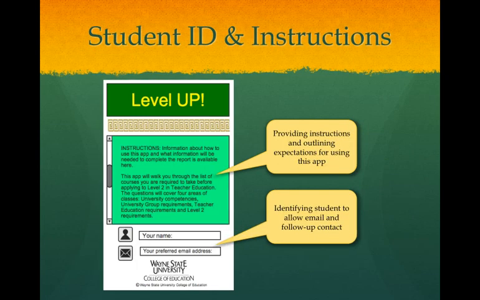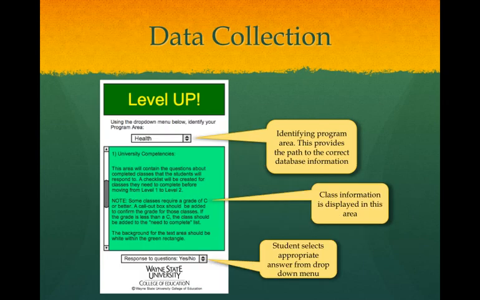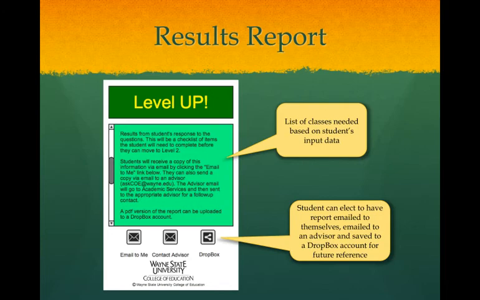The second screen is where students will identify themselves by their name and their email address, and it'll also provide more instructions for what they need to do as they progress through the app. The third screen is where we actually collect data. Students will identify their program area first. That has an impact on which database information is provided. The center of the screen is where the questions will be asked for each of the different sections of the database. I'll explain that further in the flowchart in a moment. The final screen is where they get the results.